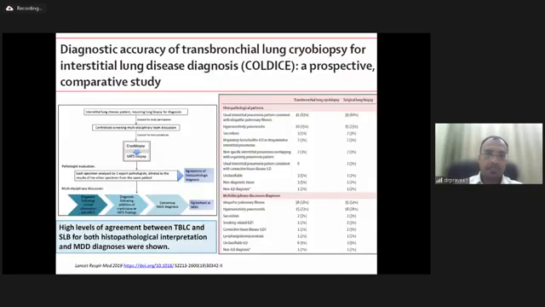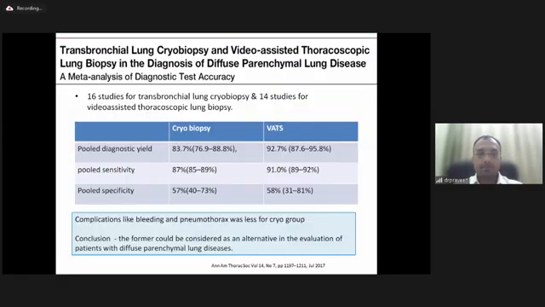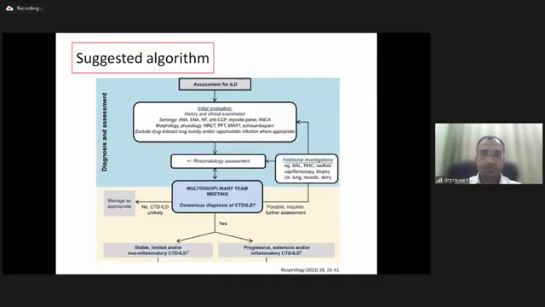So this is the COLDICE study, which clearly showed that there is a high level of agreement between the cryo lung biopsy and surgical lung biopsy for both histopathological interpretation and MDD diagnosis. And this is the meta-analysis which showed that there is a good correlation between the pooled diagnostic yield, sensitivity and specificity. There's a mild reduction in cryobiopsy versus surgical biopsy, but complications are much less for the cryobiopsy. So the former could be considered as an alternative in the evaluation of patients with diffuse parenchymal lung disease.